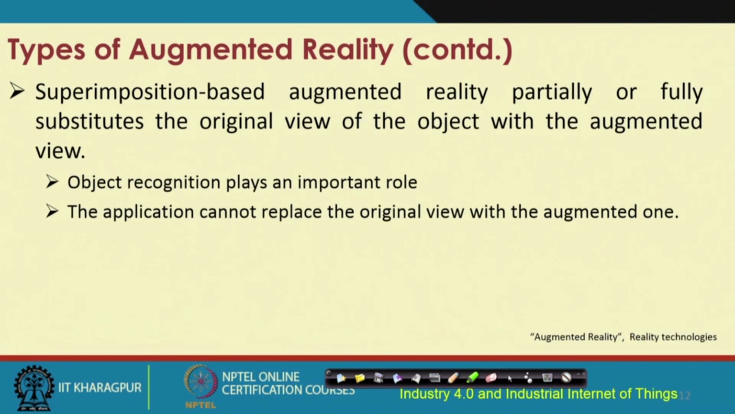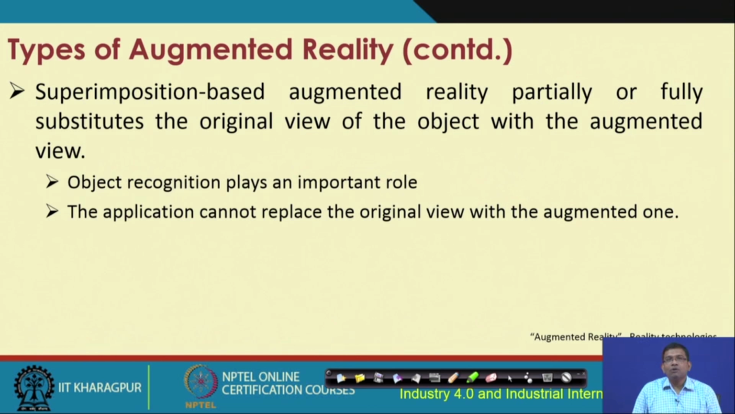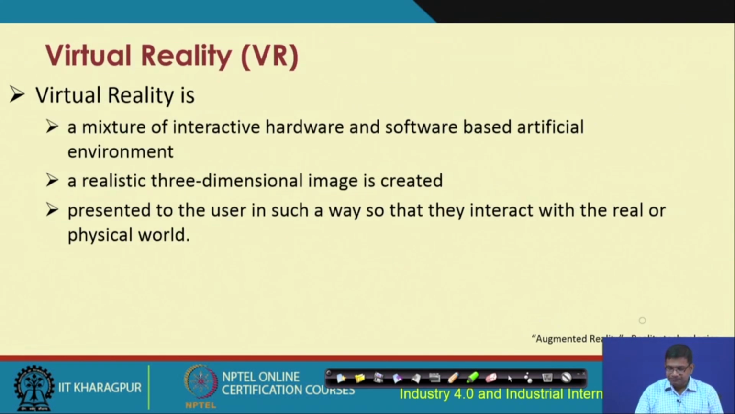Then we have superimposition based augmented reality, which partially or fully substitutes the original view of the object with the augmented view. Here object recognition plays an important role, and the application cannot replace the original view with the augmented one without it. So, these are some of the highlights of AR and how it works at a very high level, and what the different components of it are.